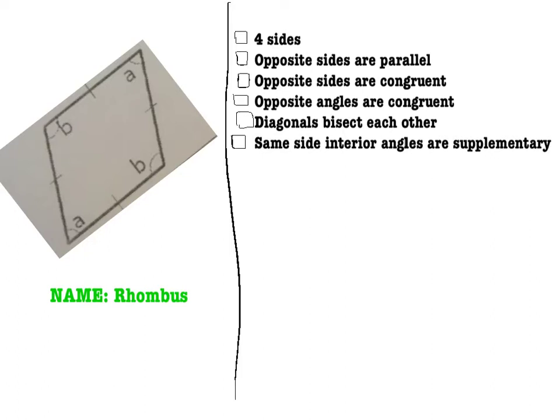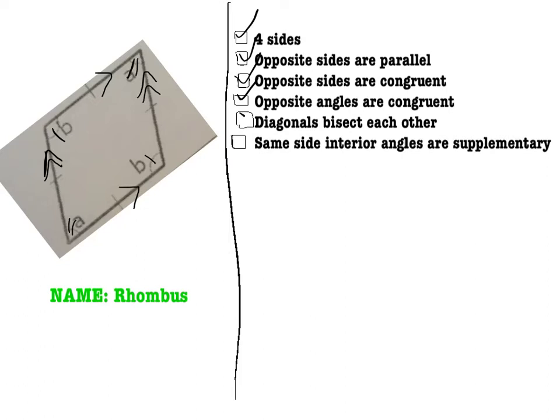So one of those things is that a rhombus has 4 sides. That's pretty basic. The opposite sides are parallel. That's not drawn in the picture, so let's put that in. So you can draw those double arrows. Opposite sides are congruent. In fact, they're all the same in a rhombus. Opposite angles are congruent. That's shown here. Angle B is congruent to angle B. Angle A is congruent to angle A.